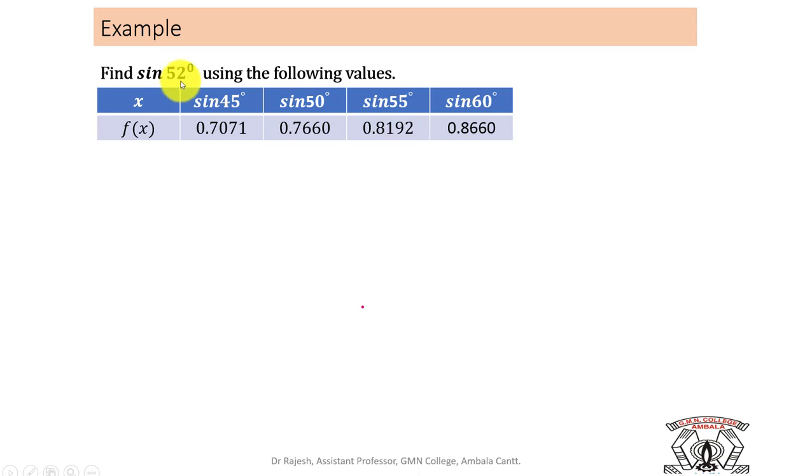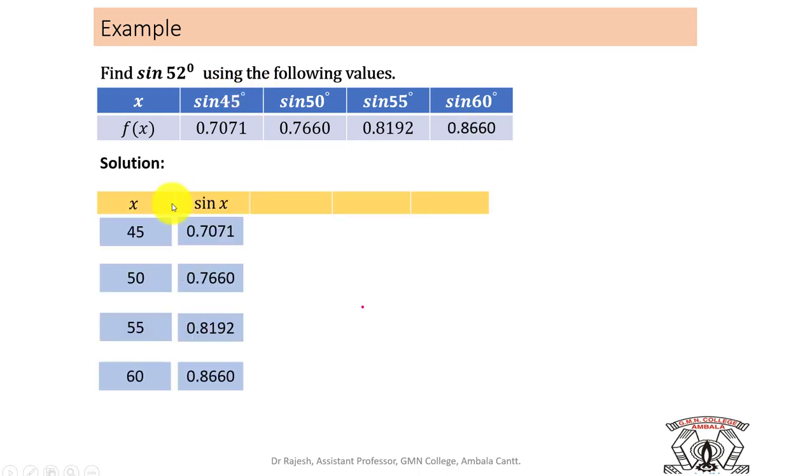Find sine 52 degree using the following values. Sine 45 is given, 50 is given, 55 is given, and 60 you well know is given. So you have to find 52. You don't know the formula of sine, but for these 4 given points you have to find the value of sine 52 degree. Now let me first form the table. The values of x are written in the vertical column.